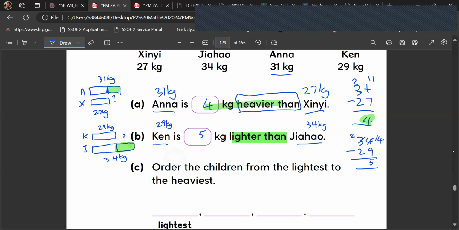That means Ken's bar is shorter by 5. If I give extra 5 to Ken, then Ken becomes as long as Jia Hao, the bar that I'm drawing here. So, have you done drawing it? Yes, I drew the model. If you are neat and tidy, you should try to draw the model.